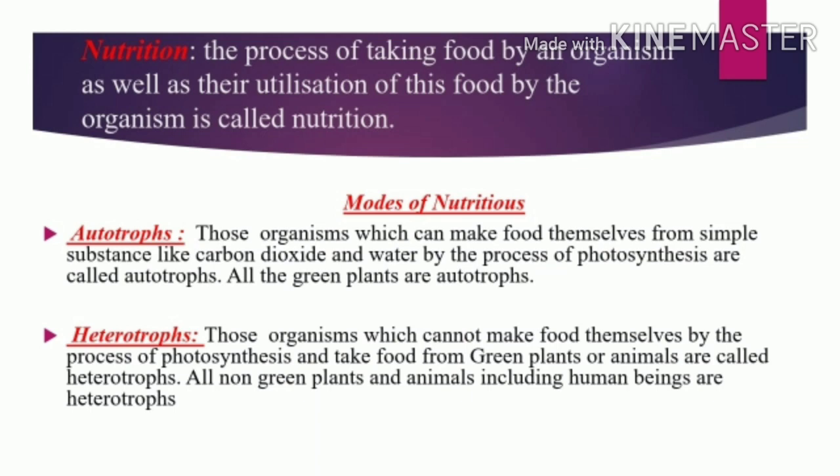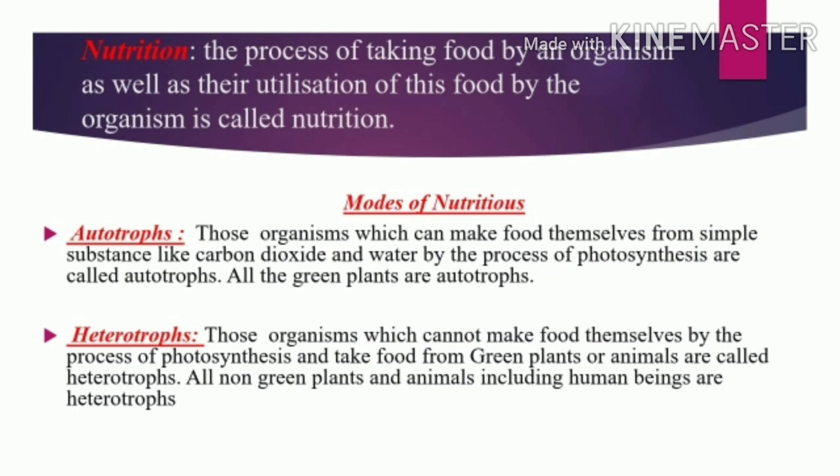Now coming to heterotrophs, those organisms which cannot make food by themselves by the process of photosynthesis and take food from green plants or animals are called heterotrophs, and their mode of nutrition is called heterotrophic mode of nutrition. So all the non-green plants and animals, including human beings, we all are heterotrophs.